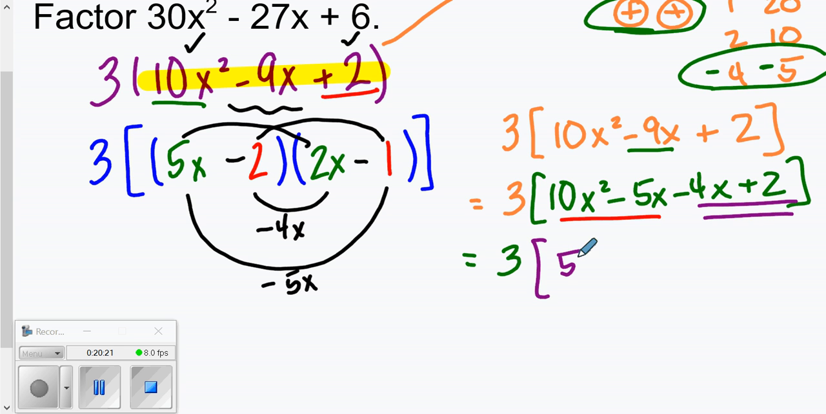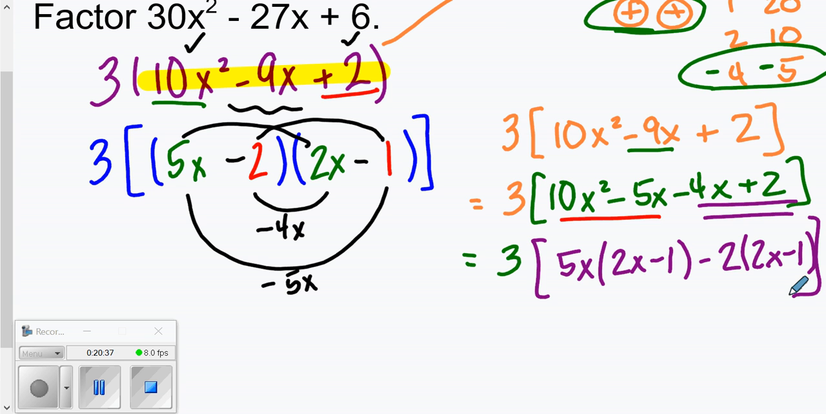Then here and here, I want to think about my GCF. So take out a 5x, because that would be the GCF from the red part. I would be left with 2x minus 1. And if I want 2x minus 1 over here, I must be taking out a negative 2. So watch your signs there. Make sure this works, double check. Yeah, I think we've got it.